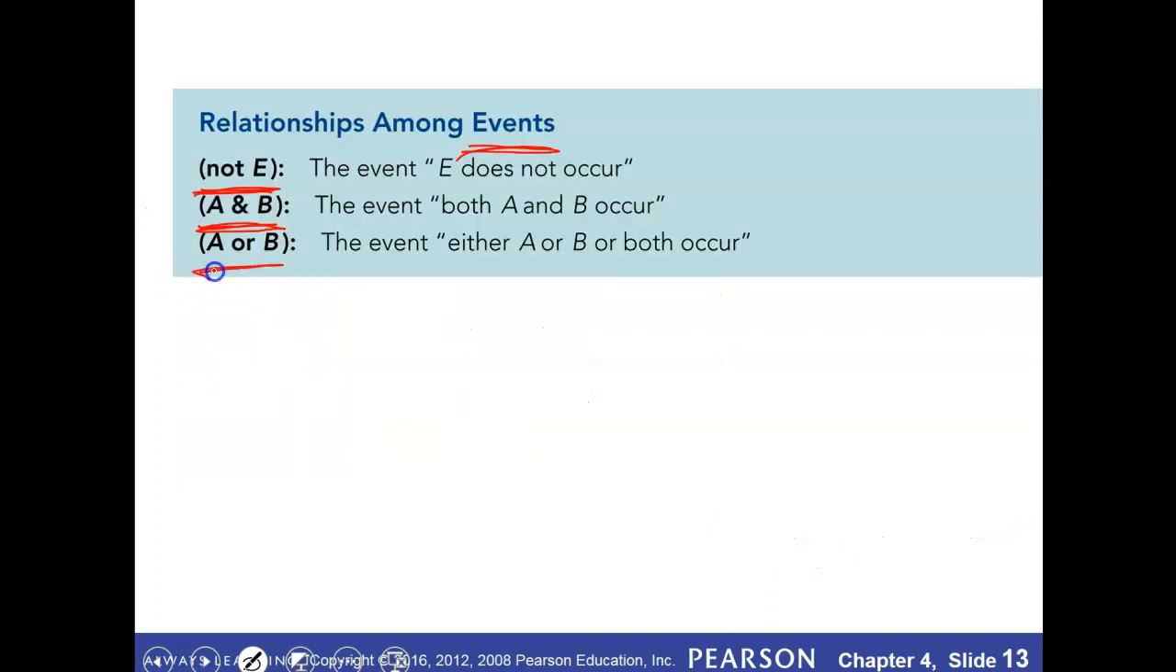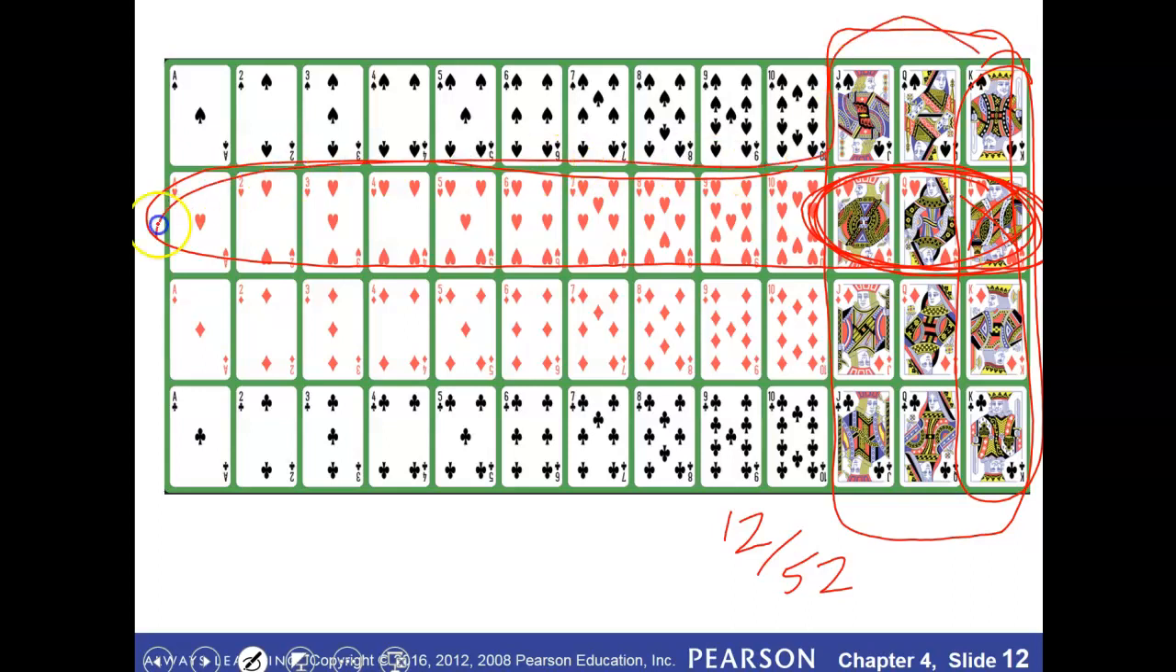If I had A or B, well, that's a different thing altogether. Same situation with A and B, but in this case, if A represents a face card and B represents a heart, well, then it would be anything that's either A or B or both. So for example, it would include all of these right here. So these are all of the hearts and face cards, or both, because it includes all of the ones that are face cards and hearts as well.